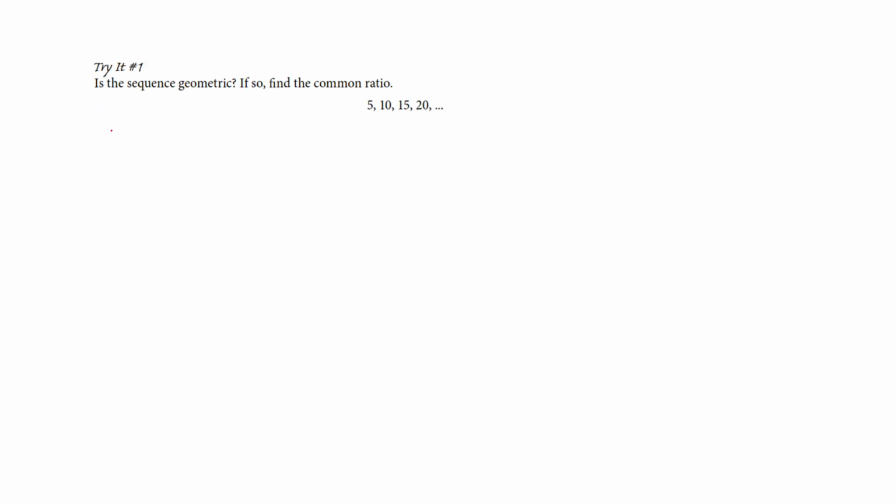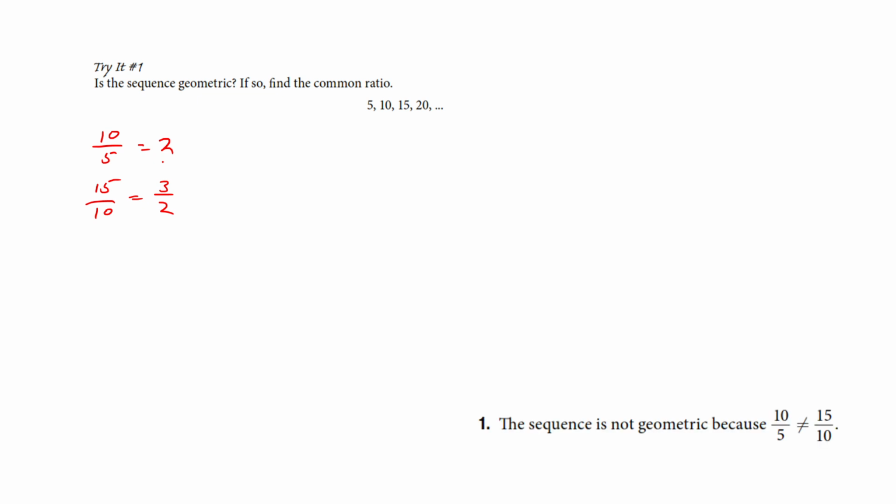So we try this here. Let's see what we do. We're going to do the second iteration divided by the first, and I get a value of 2. Let's try the third iteration by the second. So we're always dividing the iteration by the one before it. Well, this is going to be 3/2, so this is not geometric. It is not the same ratio.